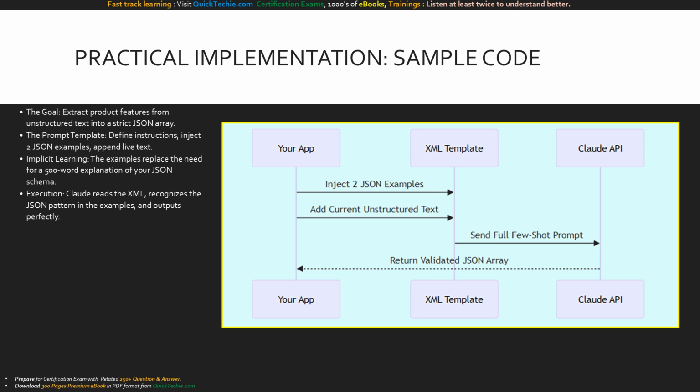By doing this, we don't even need a massive, complex system prompt explaining the exact JSON keys. The examples do the heavy lifting for us. The pattern is implicitly learned. This is the essence of few-shot learning in code: less explaining, more demonstrating.